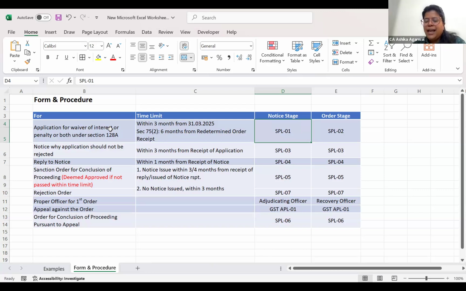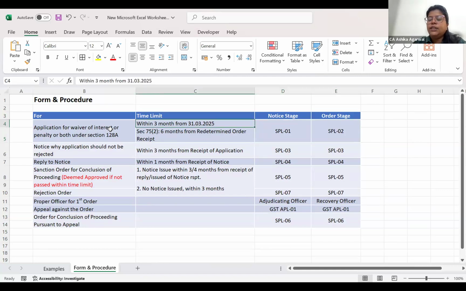So once the notice has been issued, and if that is pending at the notice level, then we need to apply in SPL 01. But when it is pending at the order level, which can be an adjudication order, appeal order, or revisional order, after the stage of notice, then you have to file an application in SPL 02. Before filing this application, first make the full payment of tax payable as per the notice or as per the order. Only after making the payment can you apply in SPL 01 or 02, and the form depends upon the stage. For the notice stage, it is SPL 01. For the order stage, it is SPL 02.